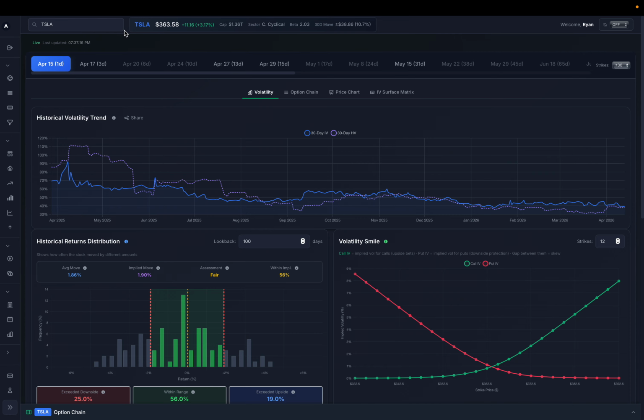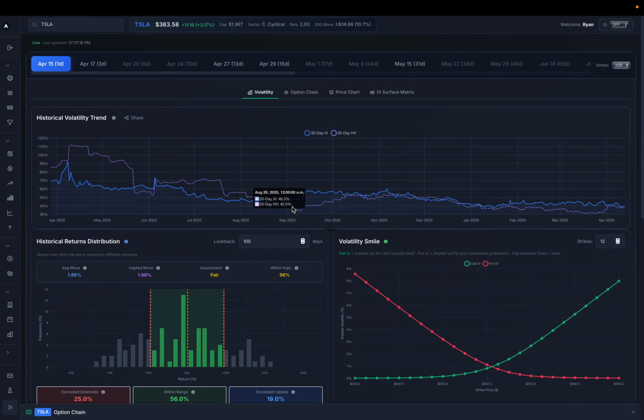You can see I have Tesla loaded with the stock currently at 363.58. The market cap is 1.36 trillion. We show the sector, we show the 1 year beta and the 30-day implied move as a dollar amount and as a percentage amount. We'll come on to these expiration tabs in a second, but firstly the volatility tab.